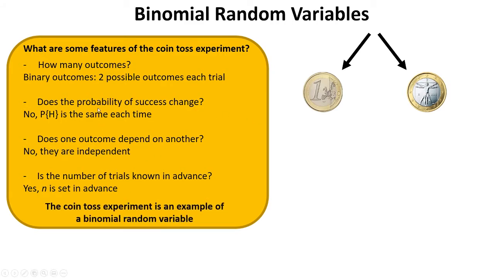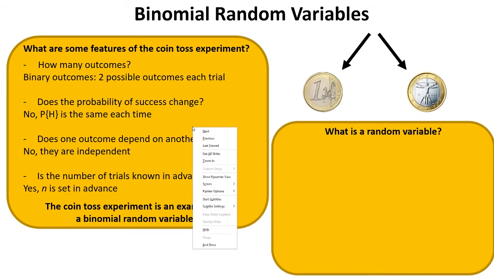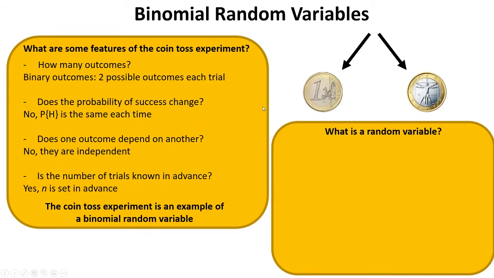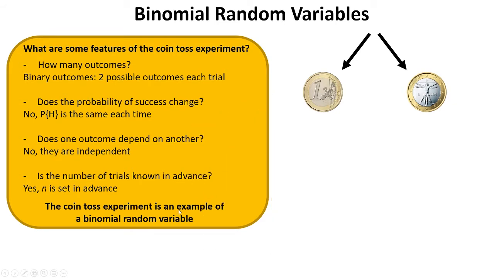And these 4 fundamental questions are what determine a binomial random variable. A binomial random variable, which makes a binomial distribution, is something that has binary outcomes, 2 possible outcomes. The probability stays the same each time. The outcomes are independent, and we know the number of trials we're going to do in advance. I've thrown this new word at you now, random variable and binomial, but let's tackle random variable first.